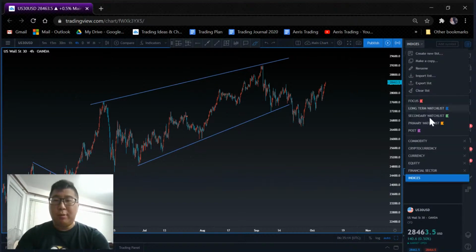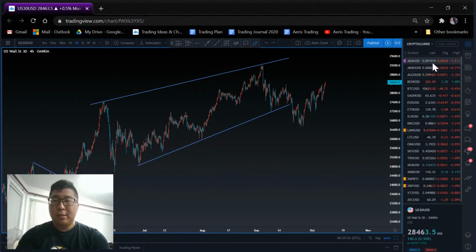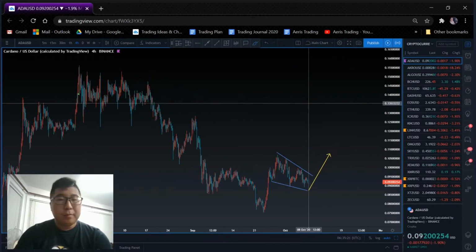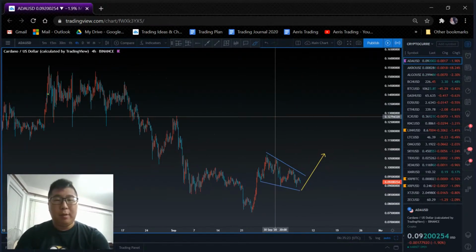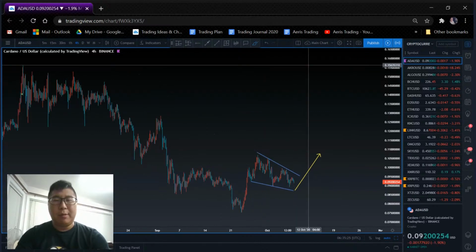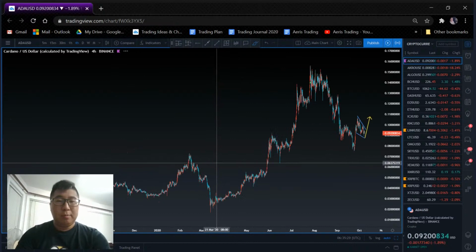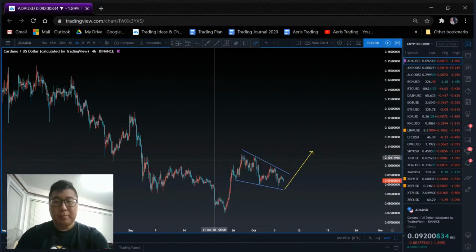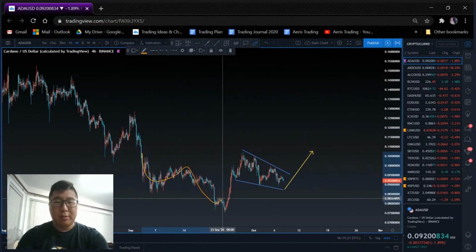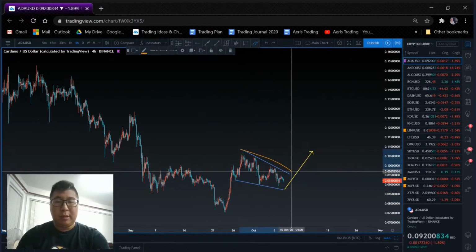So let's go into crypto. Crypto is my last. So this one could be interesting. Cardano. Was looking at this. I think someone pointed this out to me last time. So I was looking at this, that this could be an inverse head and shoulders. Very clear to me. And this is a right shoulder.